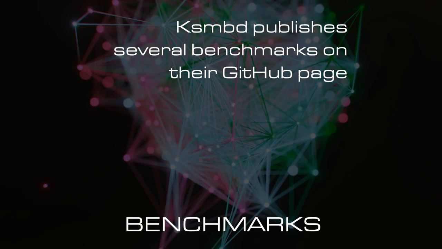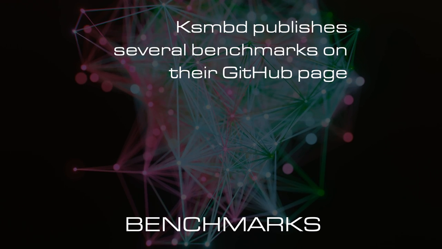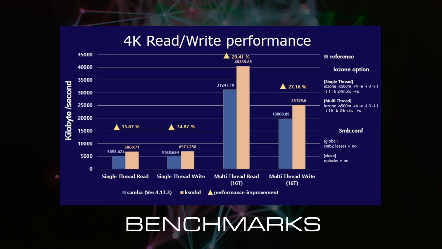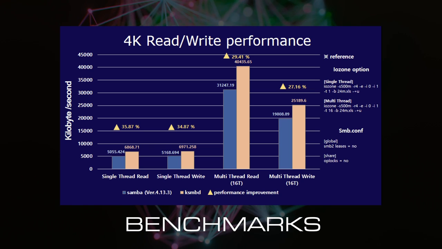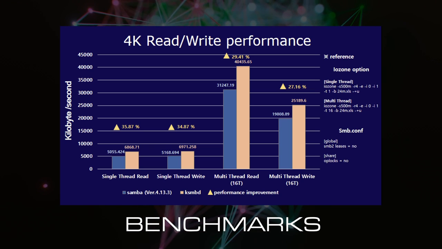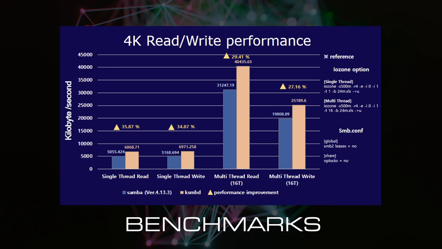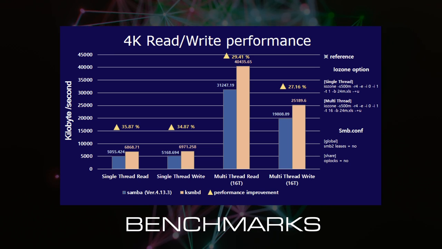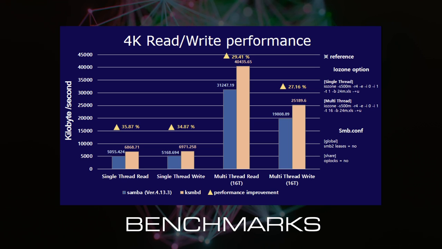So KSMBD publishes several benchmarks at their GitHub page. So let's take a look at those. As you can see, they're looking at 4K read-write performance, which I believe is also the default for Windows. It is the default for Linux as well. But you'll see that the version of Samba they're using is quite old. I think that goes back to 2020 or something like that.